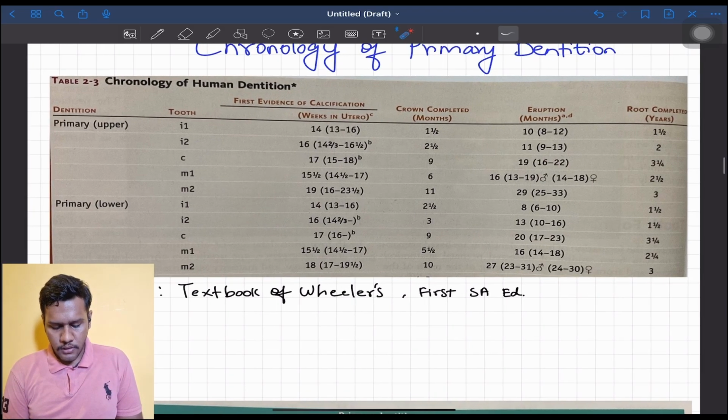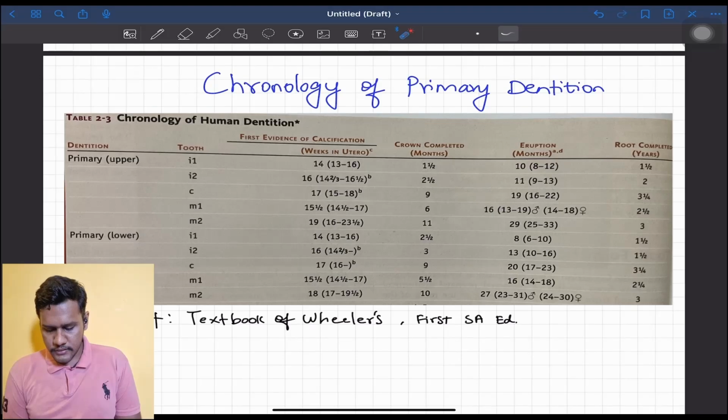In primary teeth, it all happens in utero, in fetal life, and the weeks are given. Then crown completed: this is the time of crown completion before the tooth erupts into the oral cavity, given in months. Then tooth eruption is given in months. The values given in brackets are the mean values. You should remember these values.